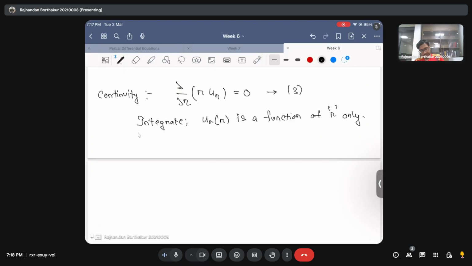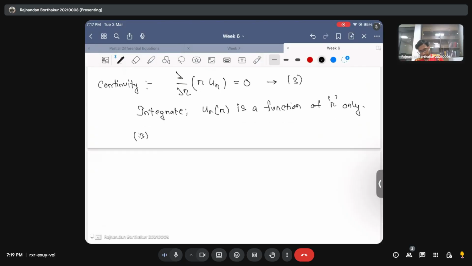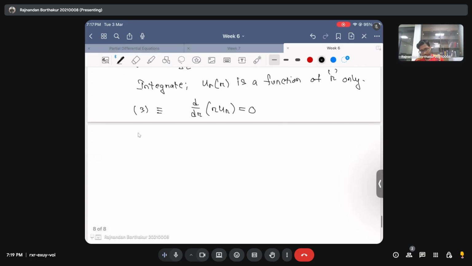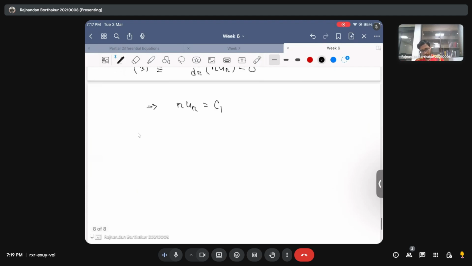Okay, which means I can rewrite equation 3 as d/dR of R times UR, which means I have replaced the partial derivatives with the complete derivative, because I know that UR is just a function of R. And then if we integrate, what will we get? So we'll get R UR is equal to some constant C1. Okay, so simply what you get is UR equal to some C1 by R. That's it.